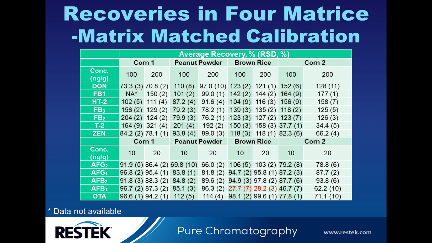So what was the problem? I think that's the matrix effect. That's the signal that got suppressed by the co-eluted matrix interference and only affected aflatoxin B1, in particular in brown rice.